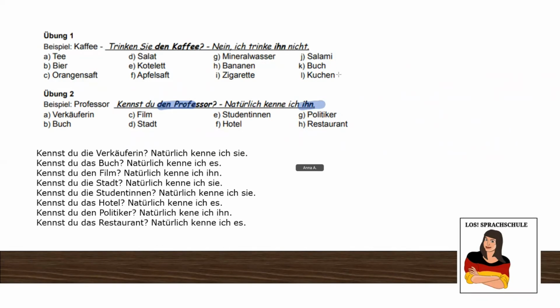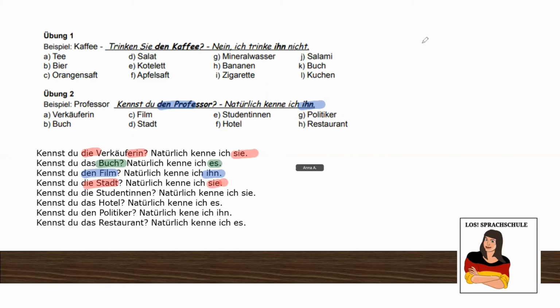Okay, let's compare. Kennst du die Verkäuferin? Natürlich kenne ich sie. Kennst du das Buch? Natürlich kenne ich es. Do you know the book? Of course I know it. Kennst du den Film? Natürlich kenne ich ihn. Do you know the movie? Of course I know it. Kennst du die Stadt? Natürlich kenne ich sie. Do you know the city? Of course I know it.